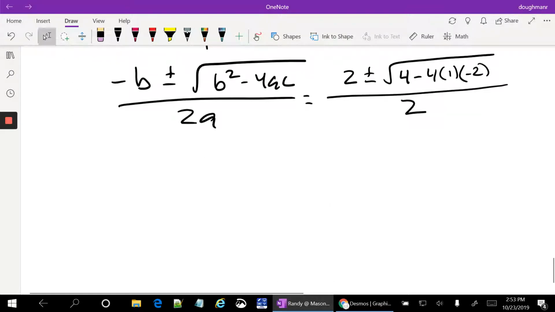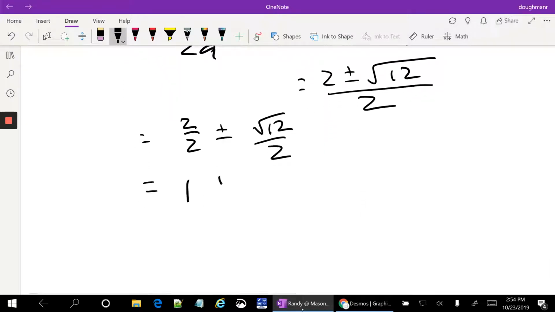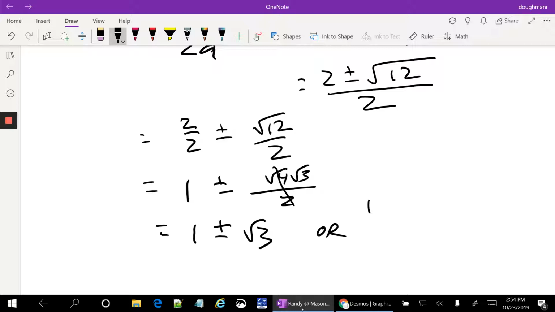And now I just have to clean this up. So this is 2 plus or minus the square root of 12 over 2. And what this really means is break it into two fractions here. So it's 2 over 2, which we know to be 1, plus or minus the square root of 12 over 2. Now remember that the square root of 12 is the square root of 4 times the square root of 3 all over 2. Square root of 4 is 2, so those are going to go away, and I'm left with 1 plus or minus the square root of 3. Or 1 plus the square root of 3, 1 minus the square root of 3.